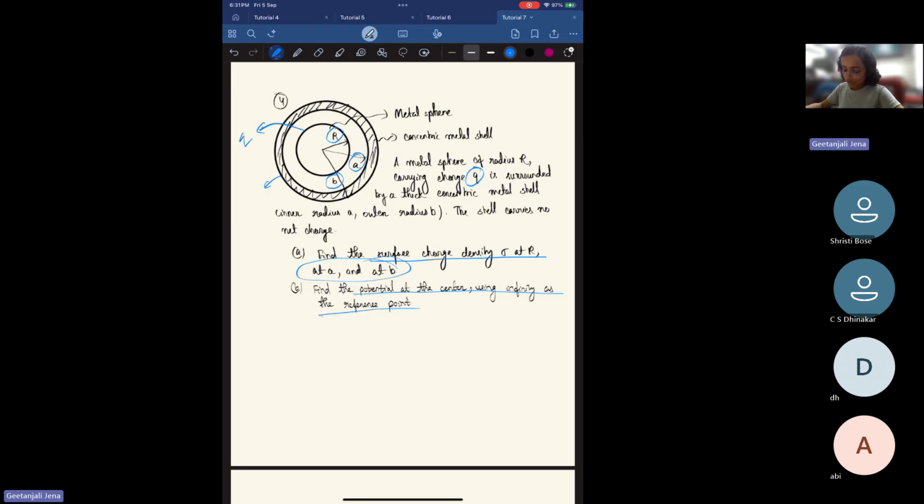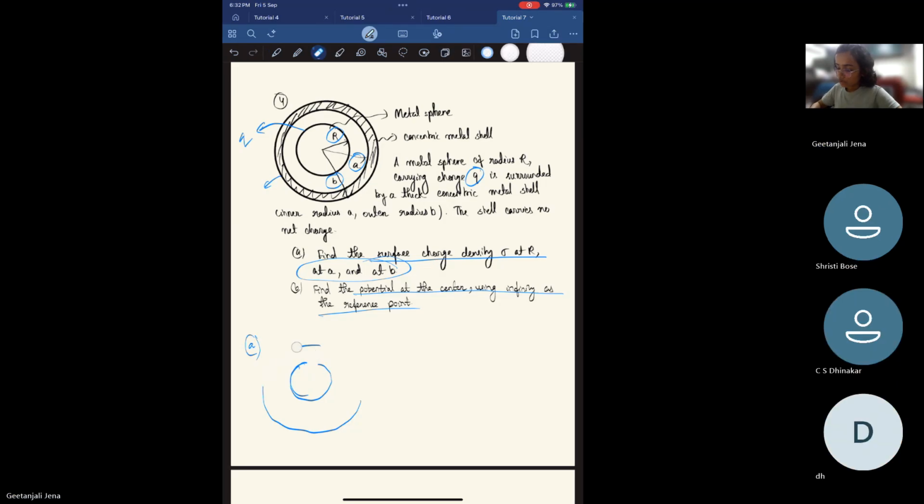Okay. So if you recall, it's quite easy to find out what will be the surface charge density, because whatever charges you put inside a metal, they flow to the surface. So no charges reside inside the metal. So that is why we see the electric field is zero inside a metal, and the charge will reside at the surface.